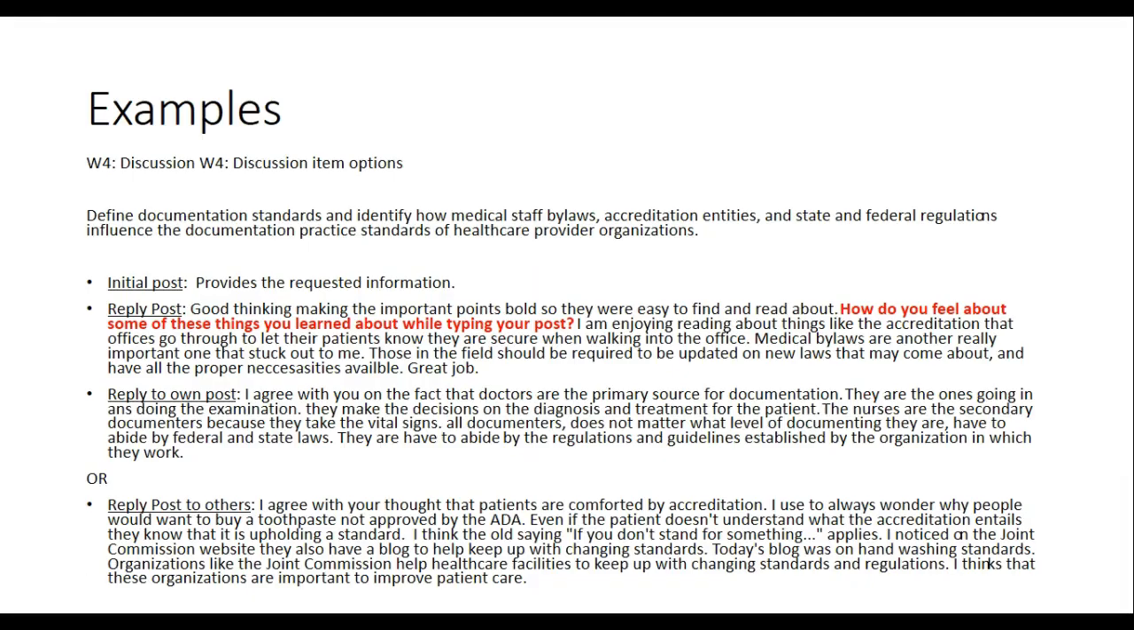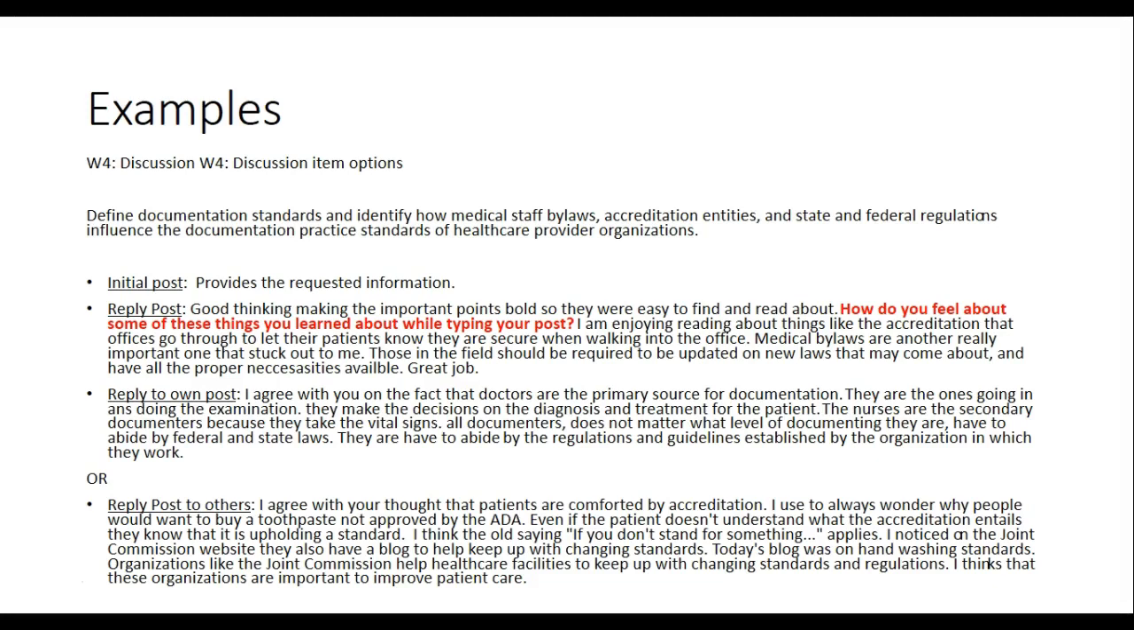Here are some examples. Up at the top, I'm asking you to define certain things about documentation. That initial post is your initial post where you're going to provide that requested information. And then that reply post to someone else's reply. So you're saying, oh, it's really good, I like what you're doing, but how do you feel about some of the things you learned? I highlighted that because that's a question. And then go on through talking about some of the things that you learned.